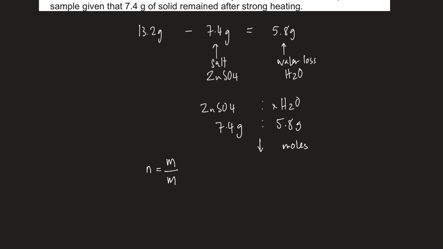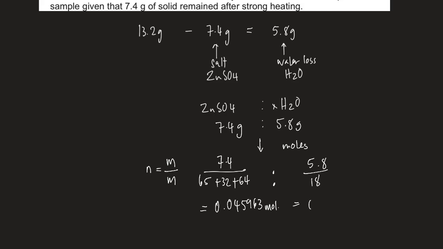All right, so you're going to go 7.4 over 65 plus 32 plus 64. That should give you 161, and that will give you 0.045963 is to 5.8 divided by 18, and that gives you moles. Yes, make sure you write down moles because that's a valid SI unit, right?